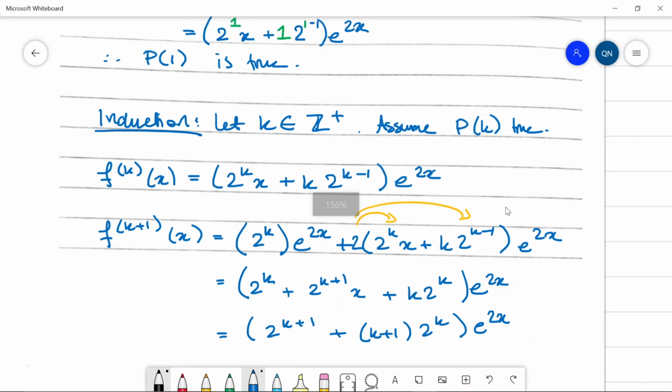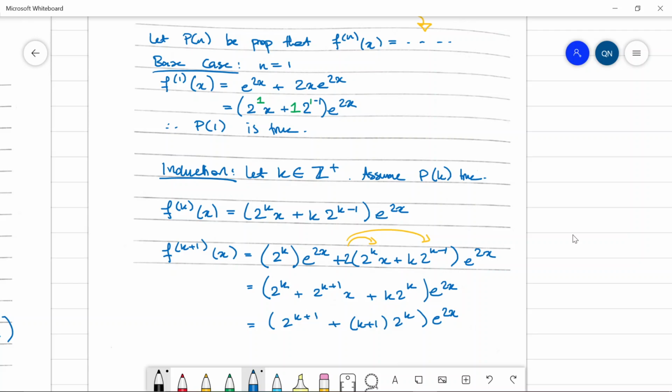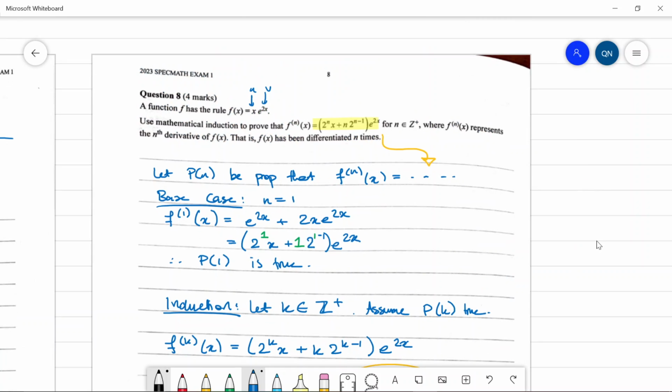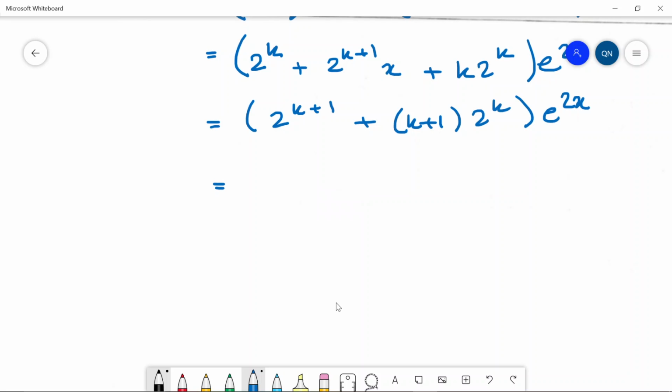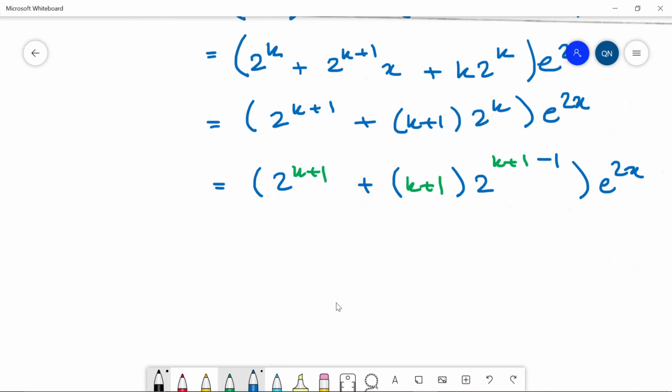Does that match our proposition? Seems like it does. Because what you can do now is rewrite, if you want to be extra clear, this as 2 to the k plus 1, and then we have plus k plus 1, and then we have 2 to the k plus 1 minus 1, which matches the form that we want. So e to the 2x. Right, so we have the k plus 1s over here. I'll change this to green brackets as well.